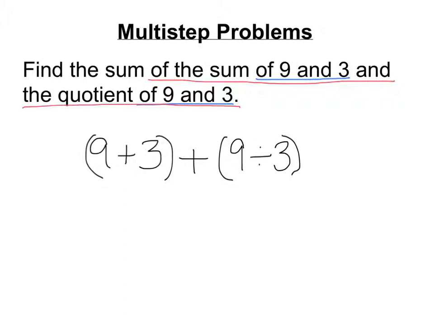And we're going to go ahead and do the parentheses first. So 9 plus 3 is 12. Bring down your plus sign. 9 divided by 3 is 3. And finish it off. 12 plus 3 is 15.